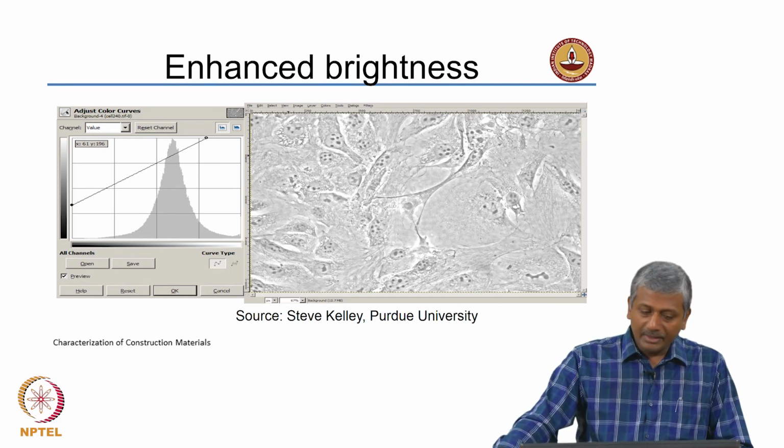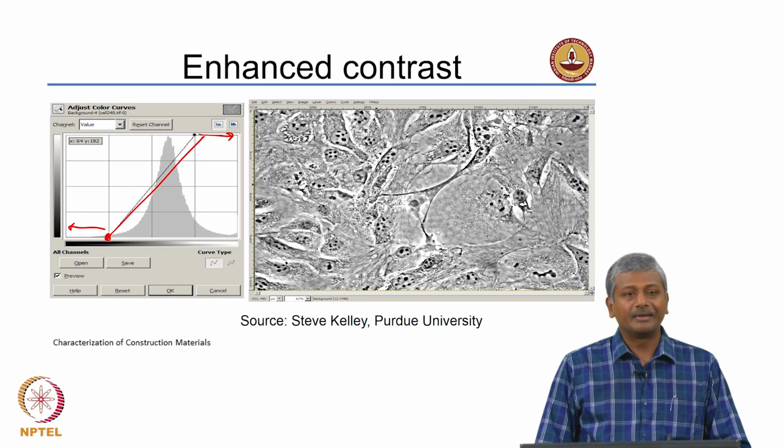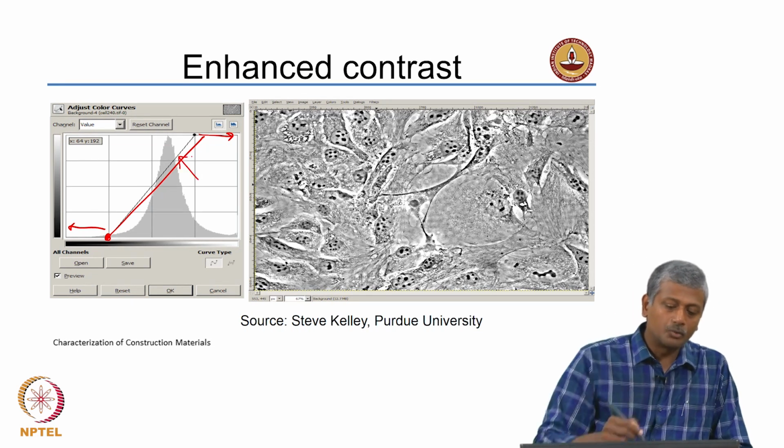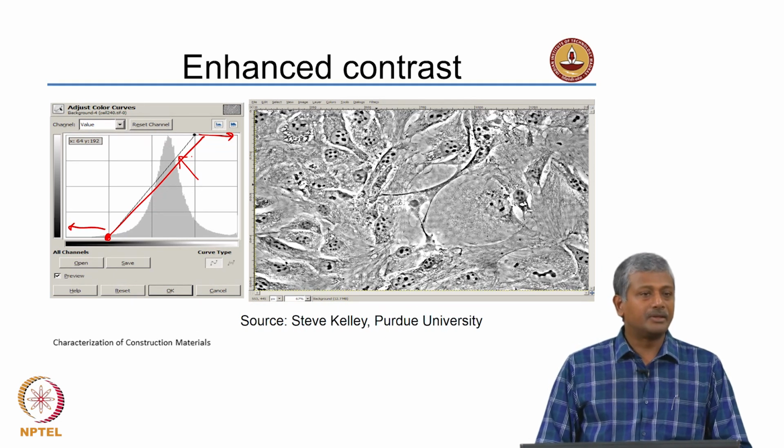On the other hand, when you are increasing contrast, what you are doing is increasing the difference between the whitest and the blackest phases. So, here what you are trying to do is making the slope of this histogram a lot steeper, and that produces images that have some degree of clarity that you would like to see in your images.